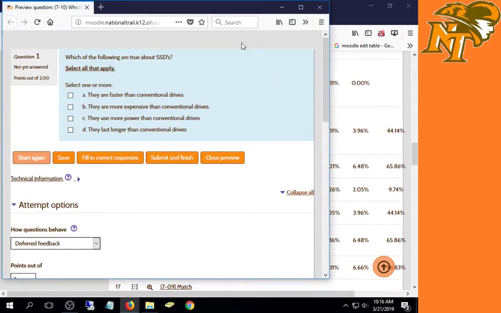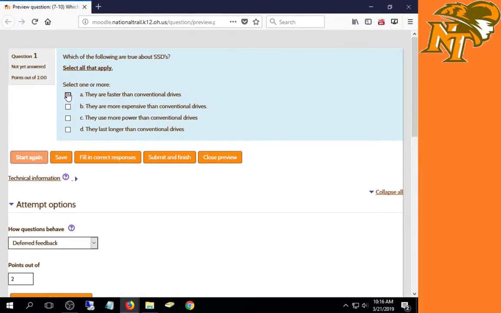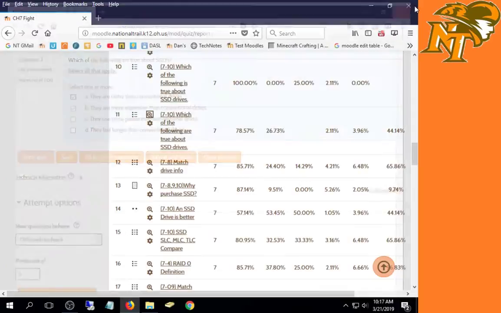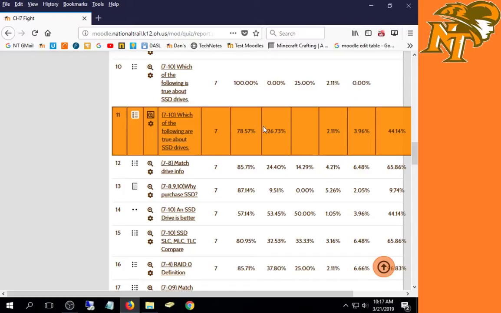Which of the following true about solid state drives? They are faster, they're more expensive, they use less power, and they do not last longer than conventional drives. We talked about that because they have a definitive amount of writes that can be had. But those are the two that are the most important reasons. The three things I was looking for in the one essay question was they're faster, they're more durable, and they use less power. That's why we want them in laptops. So if you didn't say those three things, you didn't get a full 5 points, but some people got partial credit for some of those.